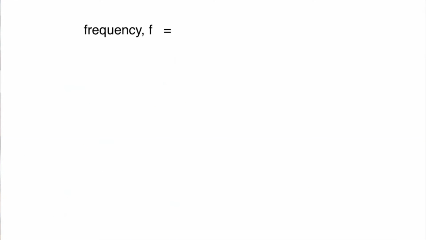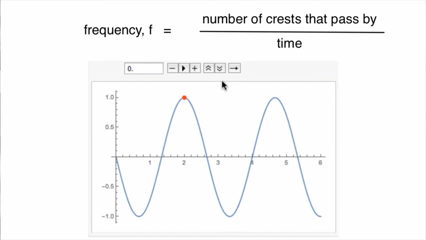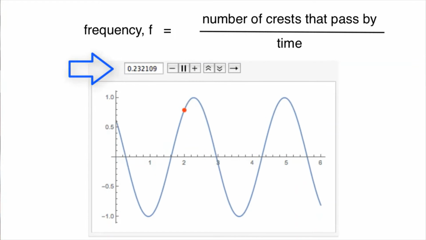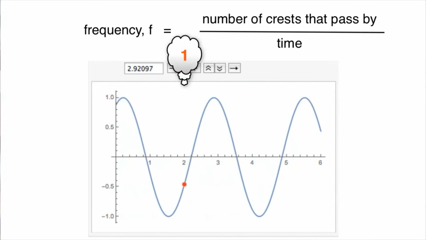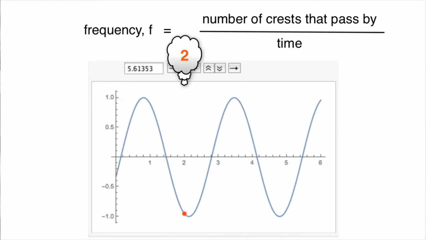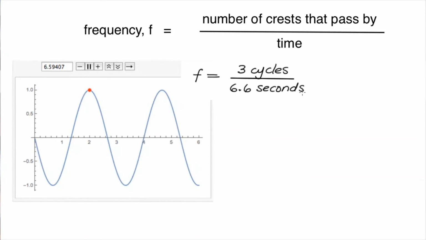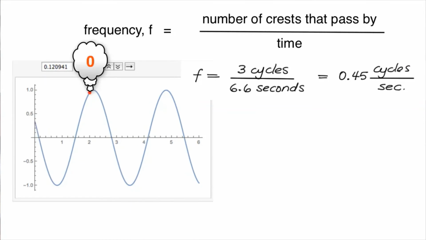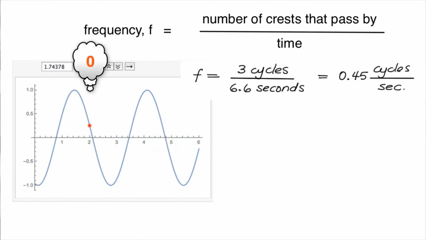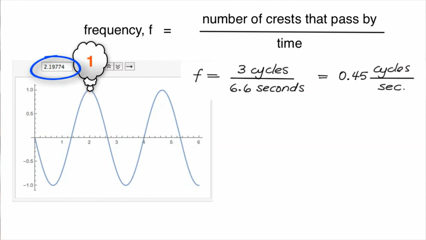The frequency of the wave is the number of crests that pass by in a time interval. So you can use a timer and count the number of crests that pass by. We start at 0 and count crests, 1, 2, 3, in a time of 6.6 seconds. That is, 3 cycles have passed in 6.6 seconds, or the frequency is 3 on 6.6, or 0.45 cycles per second. Or if I use the time to count only one crest passing by, that's 1 cycle per 2.2 seconds.